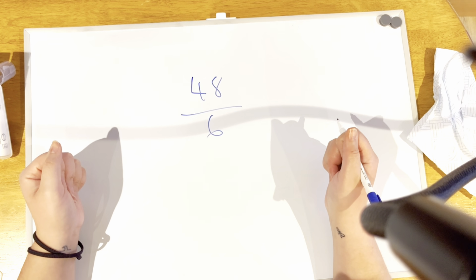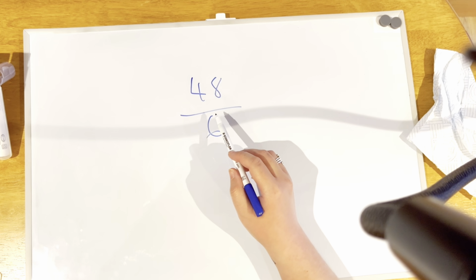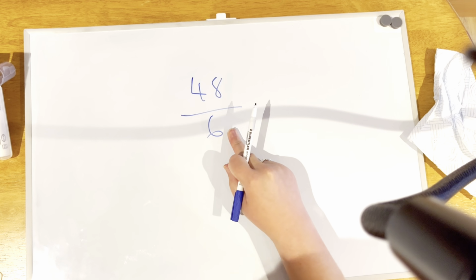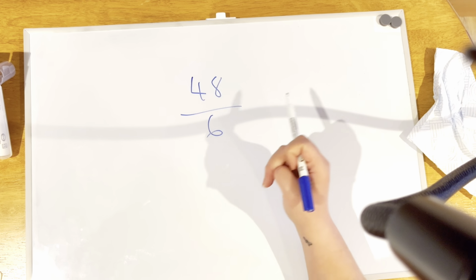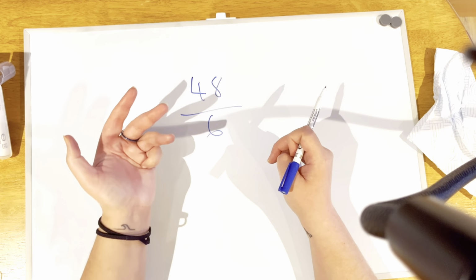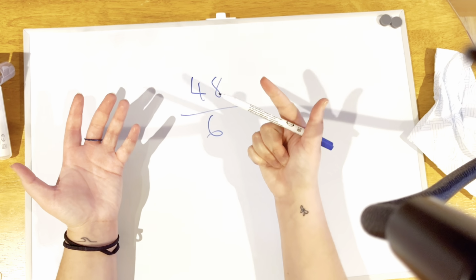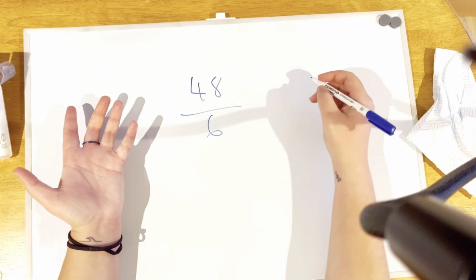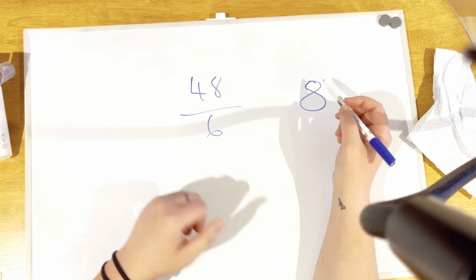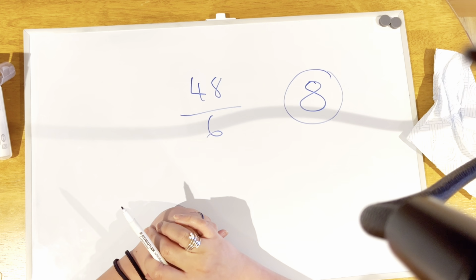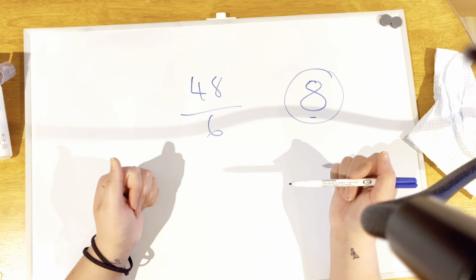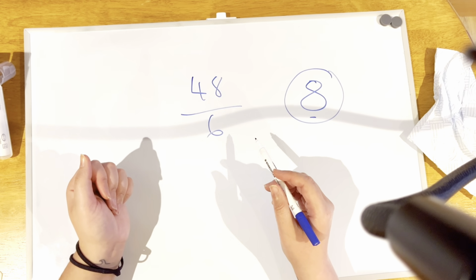Let's try this one together. 48/6, and I want to make that into a mixed number. So how many times does 6 go into 48? Well, it goes in 6, 12, 18, 24, 30, 36, 42, 48. It goes in 8 times. Oh, but look, I landed exactly on 48. So my answer is just a whole number. It's 8, because I've got nothing left over.